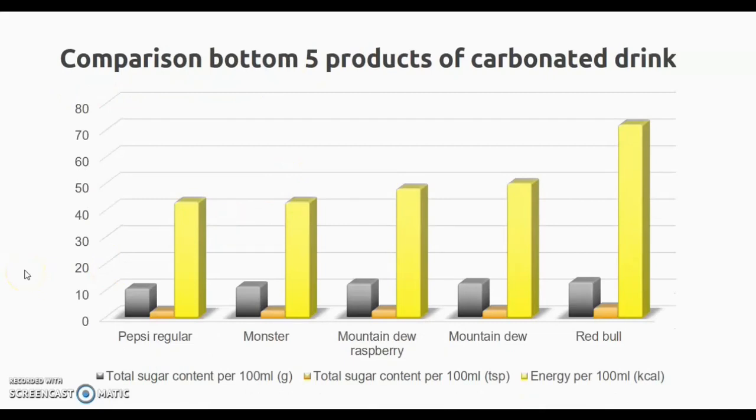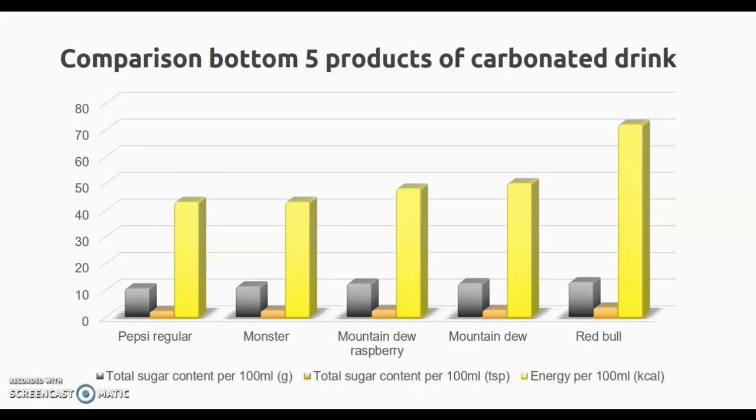For the comparison of the bottom 5 products of carbonated drink, bottom product means they have the highest total sugar content. There are 5 products that have been selected, which are Red Bull, Mountain Dew Raspberry, Monster, and Pepsi Regular.